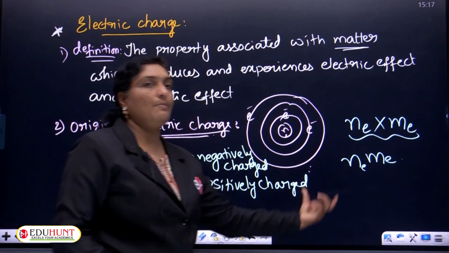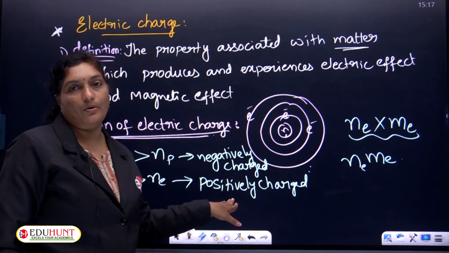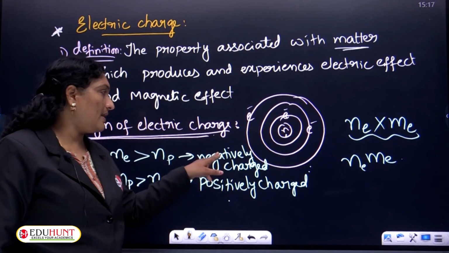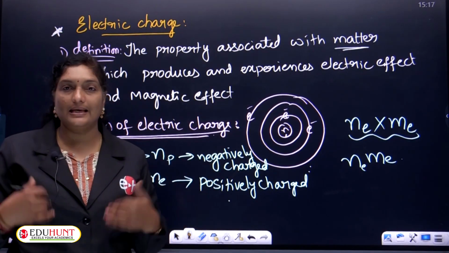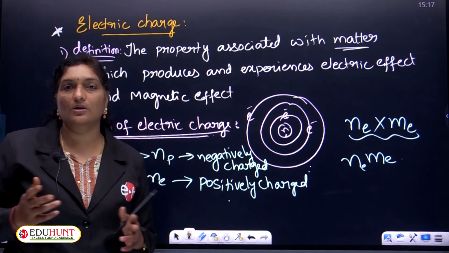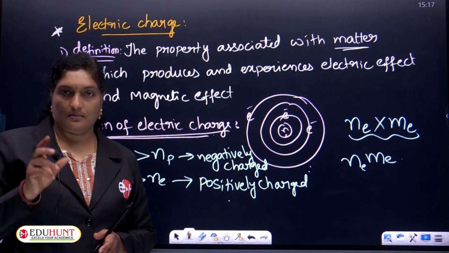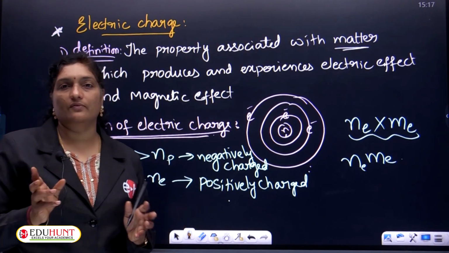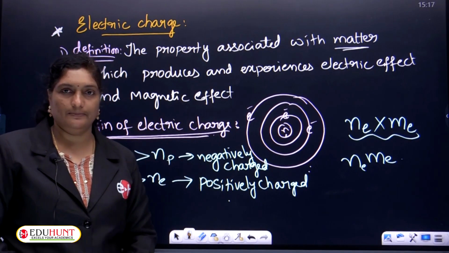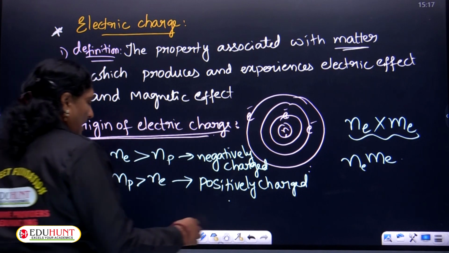So, this much mass is reduced for the positively charged body, whereas the same amount of mass is increased for the negatively charged body. So, whenever electrons transfer from one body to another body, there is a possibility that the mass of the body also changes. Okay, children, let us also discuss this.